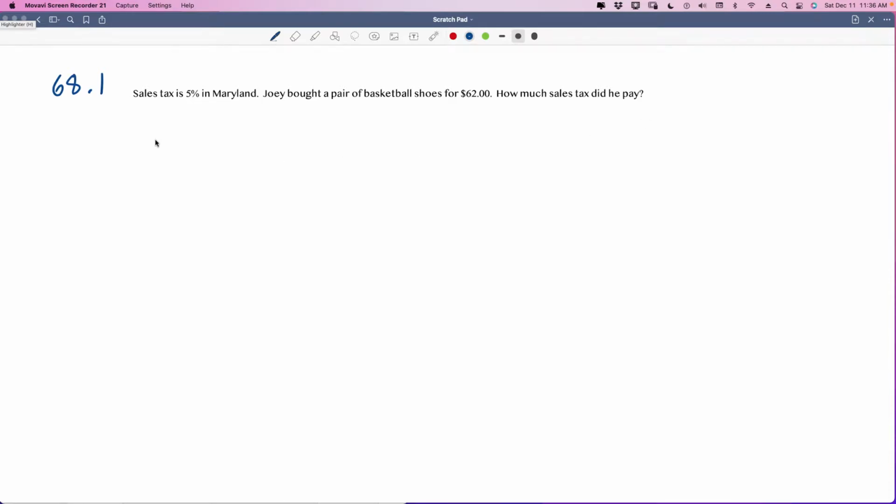So there's two ways to do this. We know that $62 is the cost and that 5% is the sales tax. Well, we need to turn that into a number that we can use. So we could either use the fraction or we could use the decimal. Now, if we use the decimal, the division has already been done for us. So that's probably going to be the shorter way to get there. We'll do it both ways just to see.